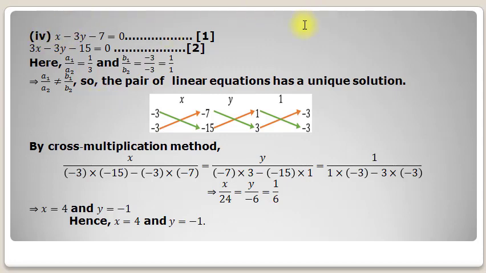Here also we are given a pair of linear equations: x minus 3y minus 7 equals 0, and 3x minus 3y minus 15 equals 0. What we are doing here is also finding the values of a1 upon a2 and b1 upon b2, and we see that they are not equal. So this pair of linear equations also has a unique solution, and we can solve it by the cross multiplication method to find the values of x and y. I hope you can do it yourself. So we come to the next question now.